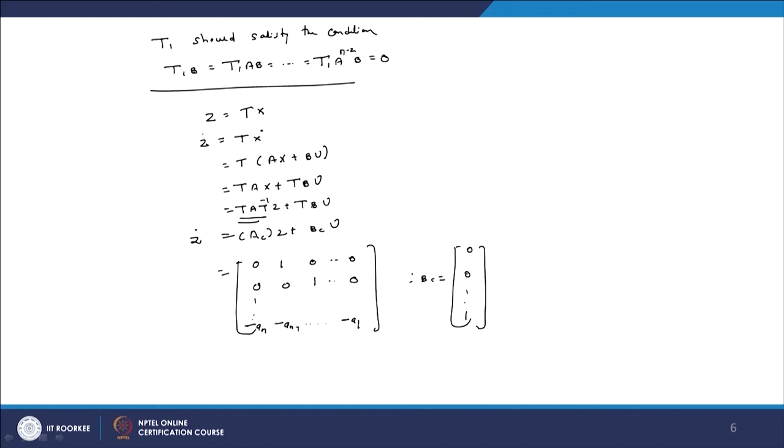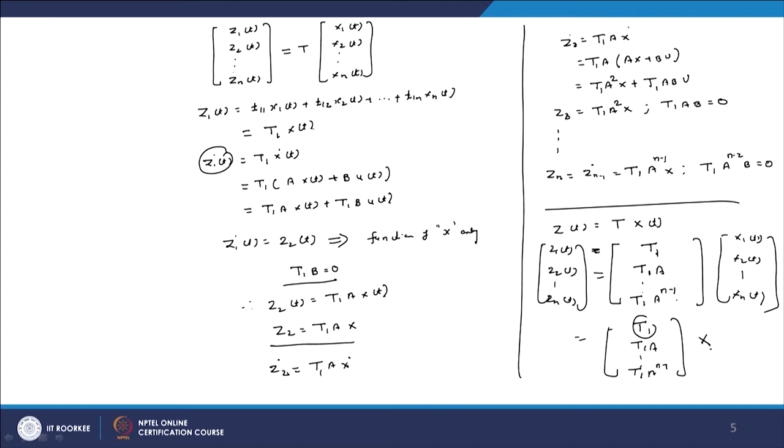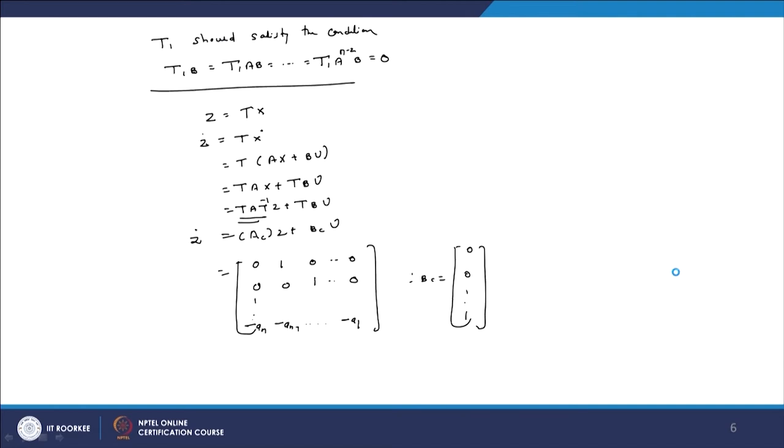Here this t into b involves t1, t1 a raised to n minus 1. So if we compare the equation of b c with respect to t b and see what condition we get, we can write b c equal to t into b. So this b c is 0 0 1, and the condition on t is t1 b, t1 into a b, and t1 a raised to n minus 1 into b.